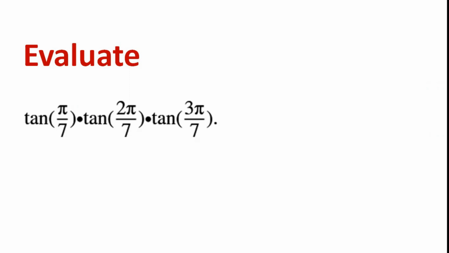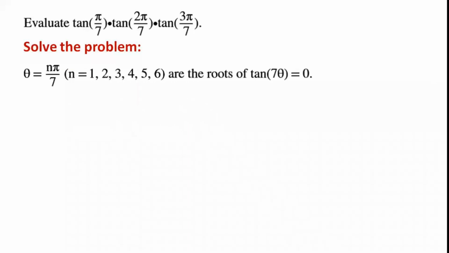Evaluate this trigonometric expression. Theta equals n pi over 7, n equals 1, 2, 3, 4, 5, 6 are the roots of tan 7 theta equals 0.